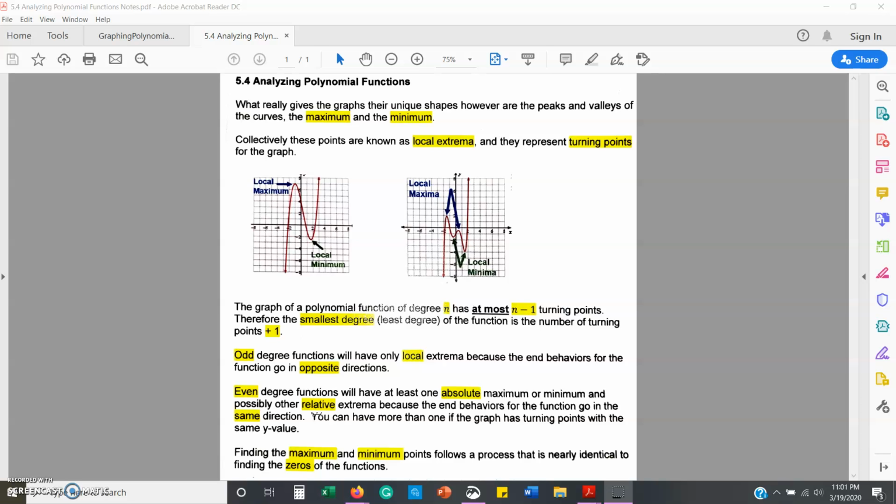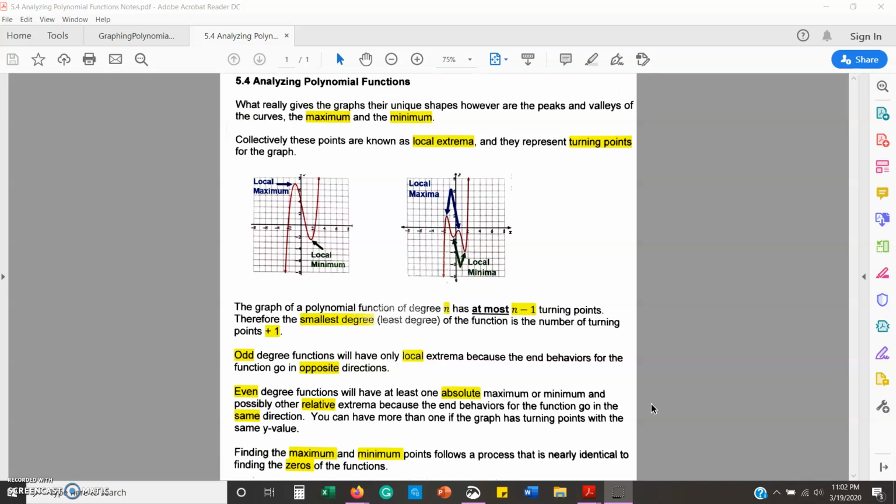But there will be, with an even degree function, at least one absolute maximum or minimum, with some other ones possibly, because the end behaviors for the function go in the same direction. And you can have more than one if the graph has turning points with the same y value. So they may just bump along and stop at the same point and change direction at the same y value. They won't be exactly the same spot, it won't be the same coordinate, but you could have it happen at 2, 3, and then again at 5, 3, something like that.